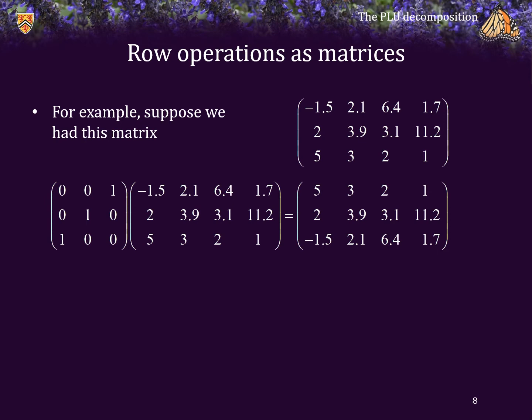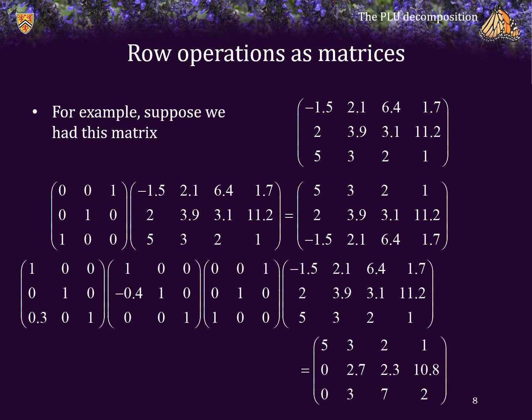Now, taking a look at that matrix on the right-hand side, to carry on the process of Gaussian elimination, we would add negative 0.4 times row 1 onto row 2 and add positive 0.3 times row 1 onto row 3. Well, both of these row operations can be represented by matrices, and we would multiply on the left by them.